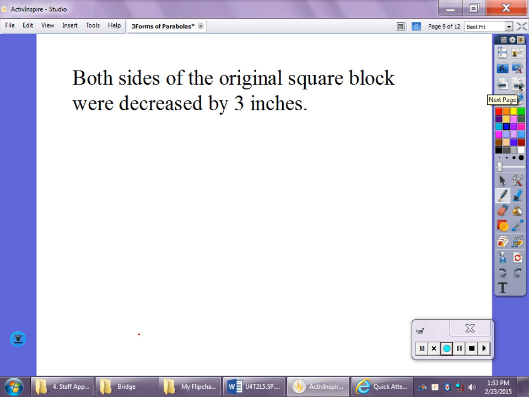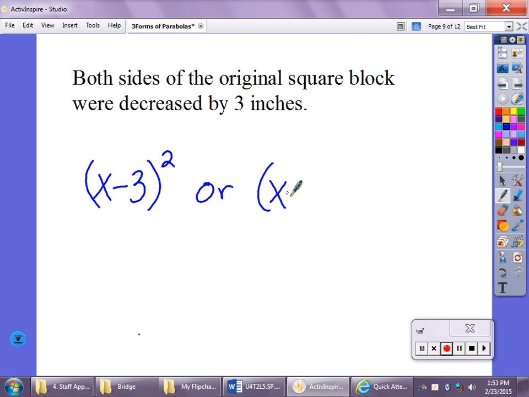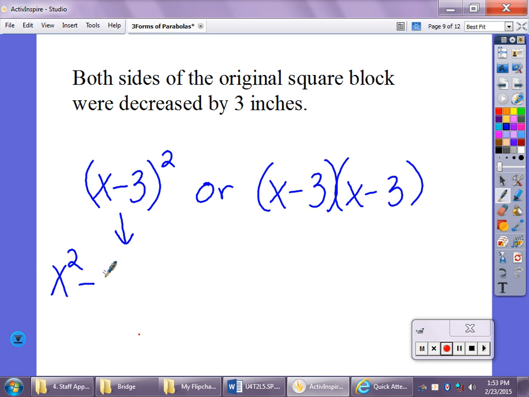All right, the original, both sides were decreased by 3, both sides. So you can write it like this or like this. All right, I'm not going to show the double distribute. I'm going to do my shortcut. So I have x squared minus 2 times 3 is 6. So 6x. 3 times 3 is 9. So x squared minus 6x plus 9.